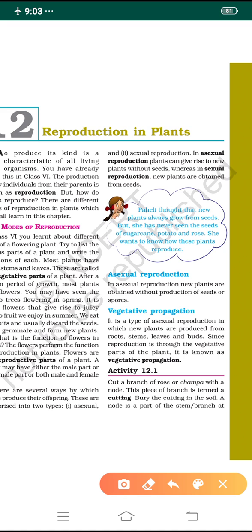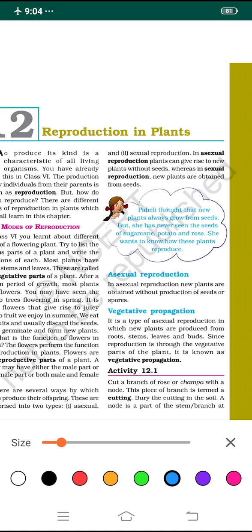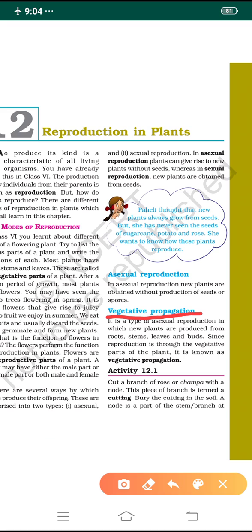So what are those other parts? Let's see that. It is nothing but vegetative propagation. What is this vegetative propagation? Let's see. It is a type of asexual reproduction. There are many types of asexual reproduction in plants. The first type is vegetative propagation.